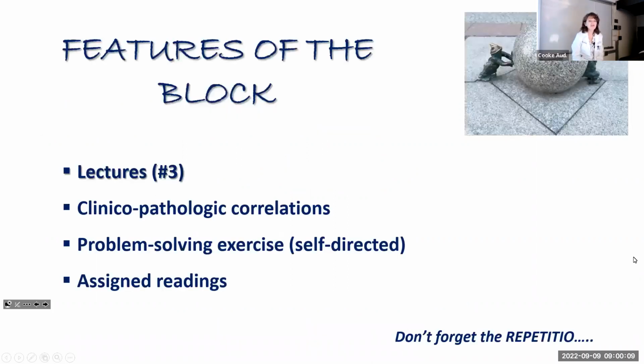I'm going to remind you the features of the block. I don't know if you noticed, but the block just became a little bit smaller, and it's getting smaller and smaller the more you progress into the block. This is lecture number 2, as I said. You have another lecture on Tuesday morning. You also have the CPC next week and the problem-solving exercises. And don't forget the repetitio. Repeat. You got to read more than once. This has a lot of theoretical information, this block.